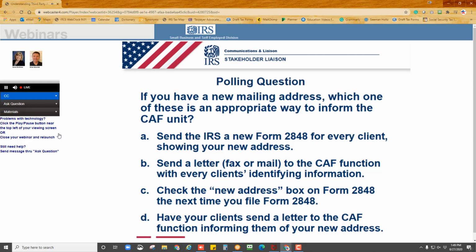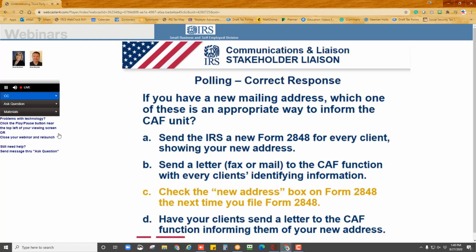So let me give you a few seconds here. Check it out. Answer the answer you feel is correct, and we'll just give you a few more seconds. Okay, let's see what happens here. The correct response is C. Check the new address box on Form 2848 the next time you file Form 2848. All right, tell you what, Brian, we ended up with 79% correct here.